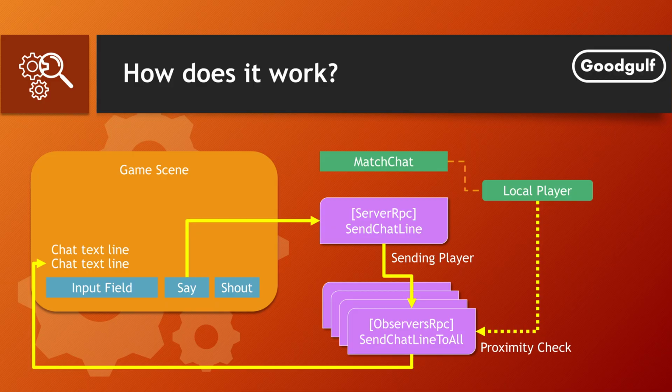If this is a say command, then it checks the distance of the local owner and the sender. If this distance is larger than the say range property of the MetChat component, then the sent text is simply ignored.